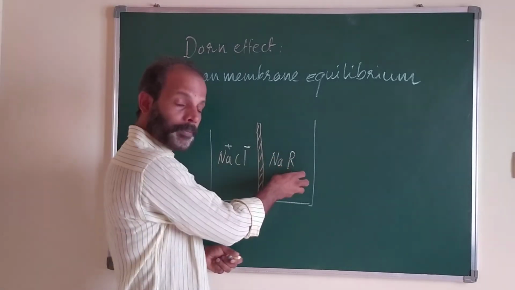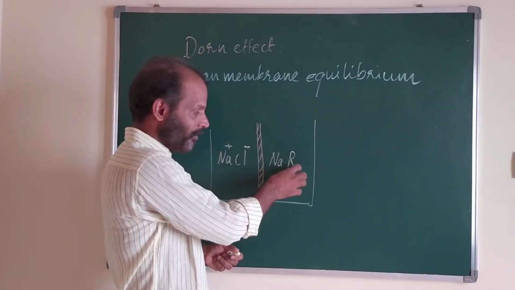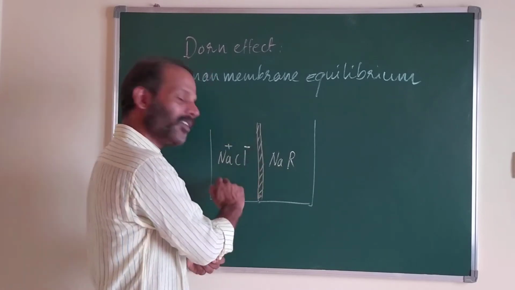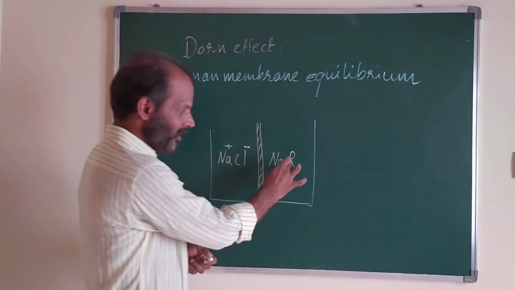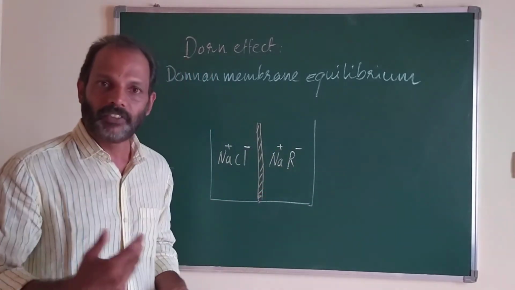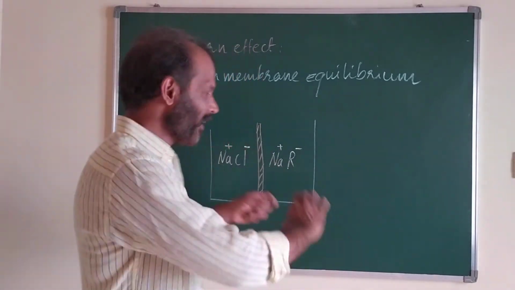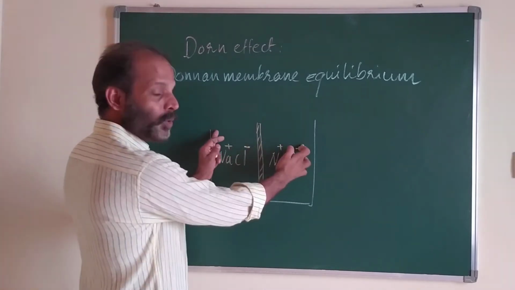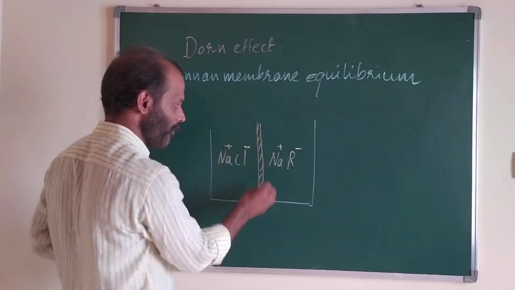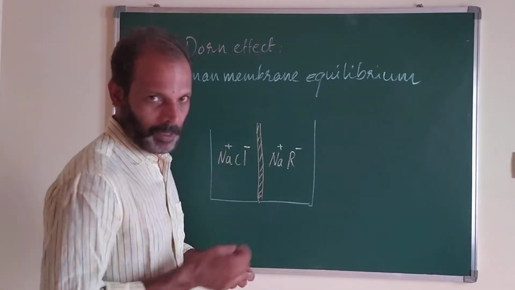What's the important one? For protein, protein cannot diffuse through this membrane into this chamber. So this ion, that is Na plus and R minus, is a non-diffusible ion. Suppose we are separating these two solutions using a semi-permeable membrane, using a parchment membrane, using a cellophane membrane.